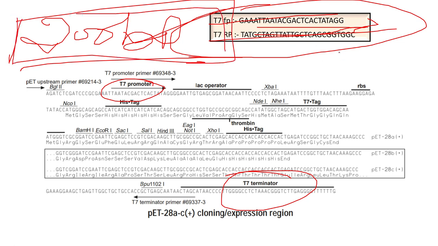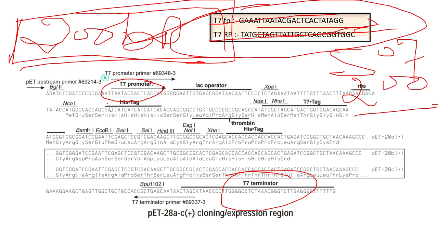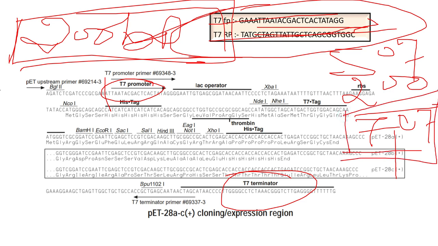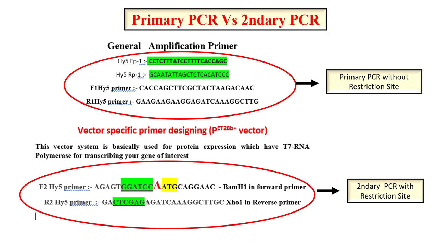If your gene is 507 base pair, and you clone into pET28b, then your fragment size will be 500 plus 200 base pair. T7 forward and reverse will also come in it, so 200 base pair will be added. Then your sequence will give a fragment size of about 700 to 800 base pair when you do colony PCR for these types of colonies. So the T7 forward primer and reverse primer are very much important.